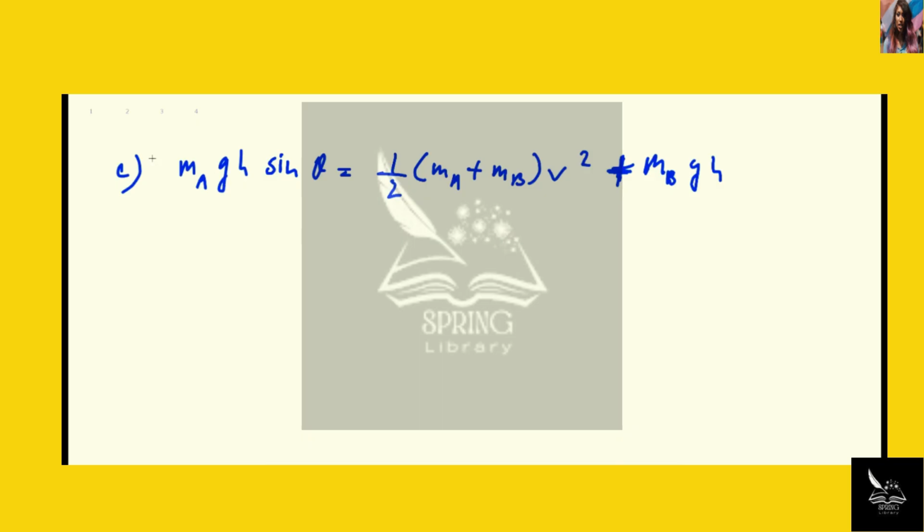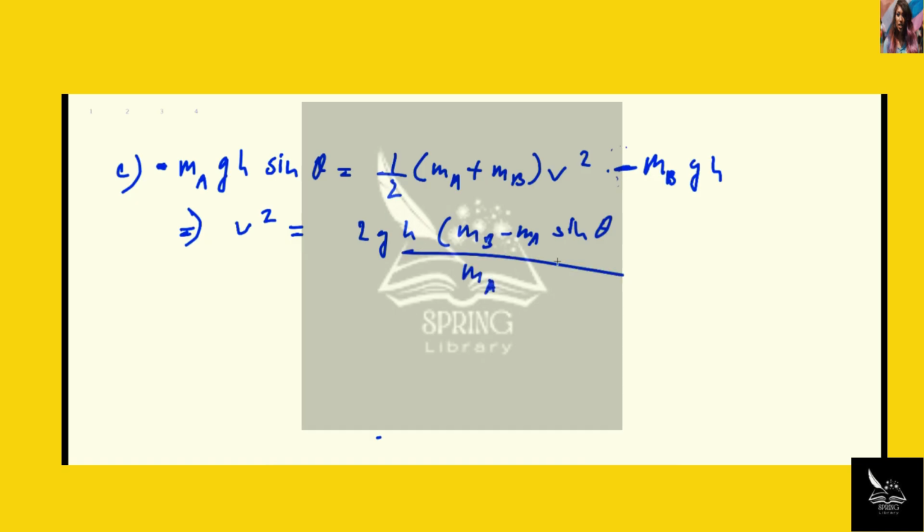Right. And so there'll be a negative sign here and a negative sign here because they're acting opposite the direction of motion, right? So essentially, what you have is that v squared is equal to 2 times g h times (m_B minus m_A sine theta) over (m_A plus m_B).